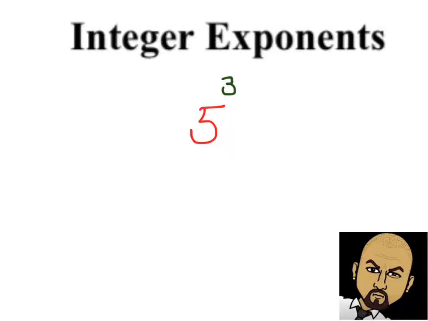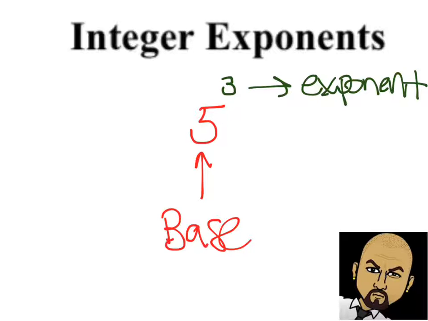Here we have 5 raised to the power of 3, or people say 5 cubed, or 5 to the power of 3. The 5 is called the base. And what does the base represent? Well, I'll tell you in a second. The 3 is the exponent, a little 3 called a superscript above the base. Together they make up what is called a power. A power is comprised of a base and an exponent.